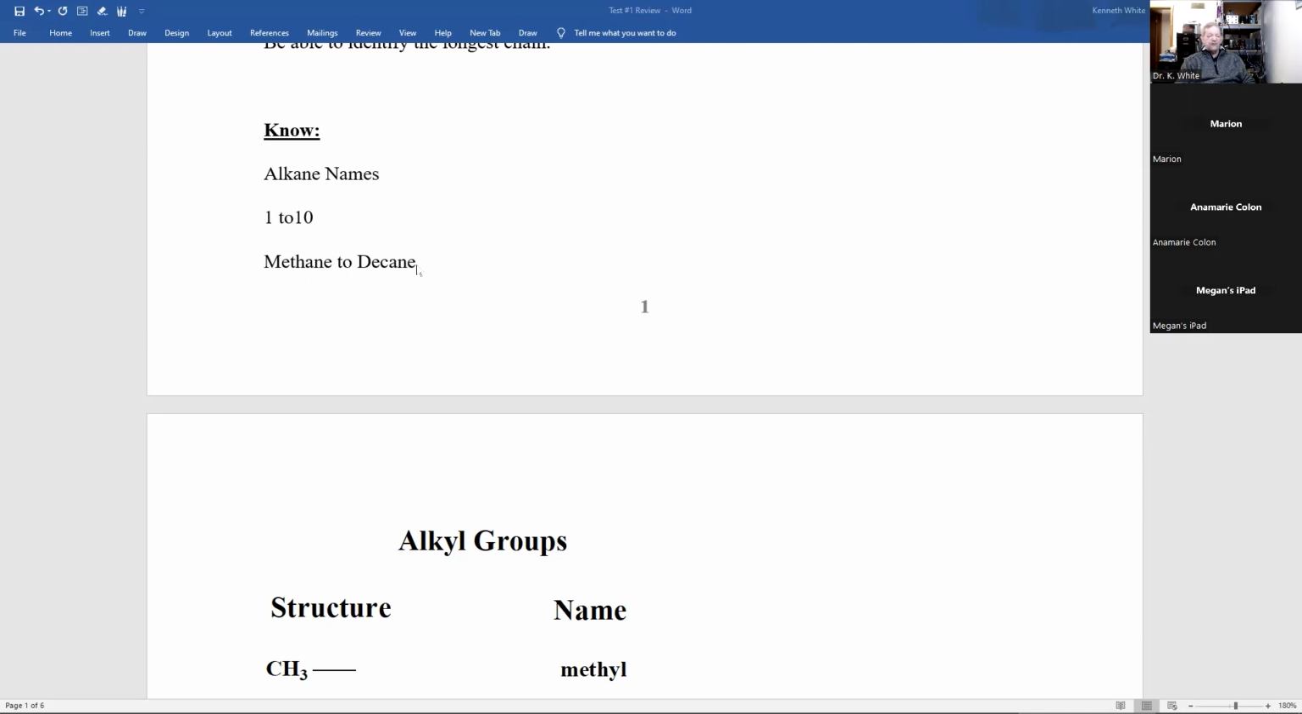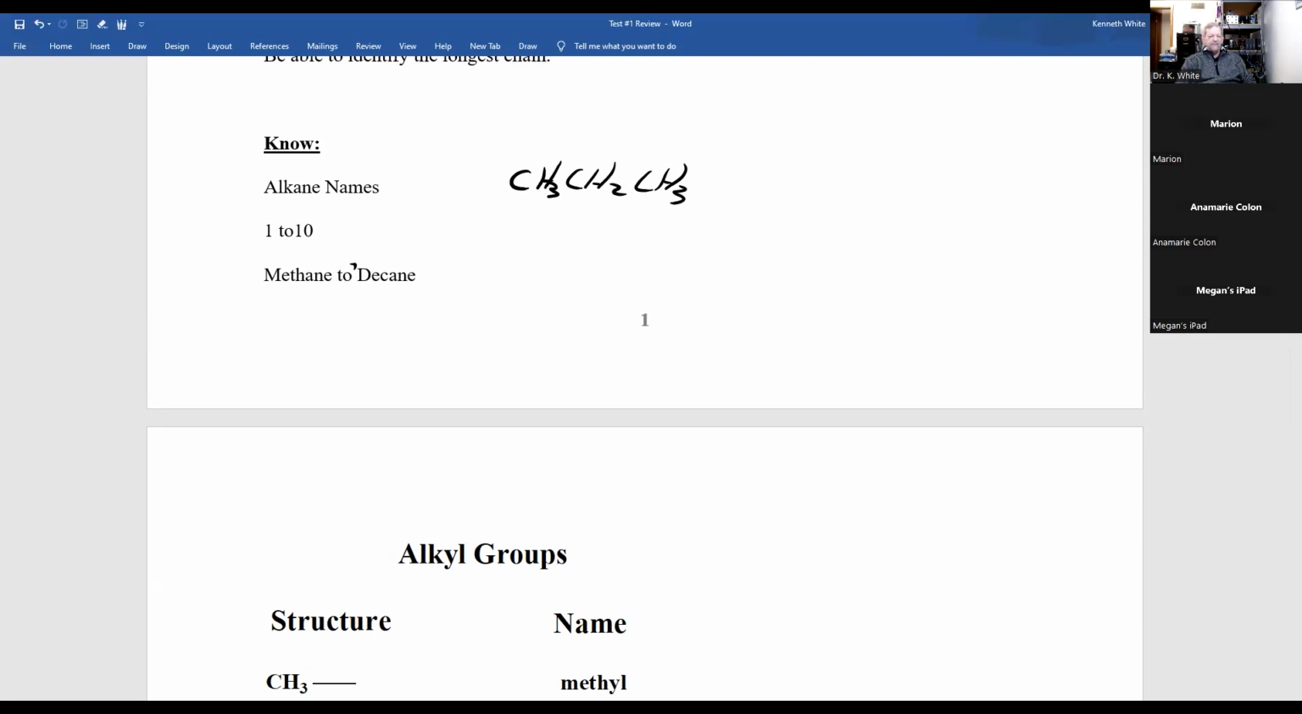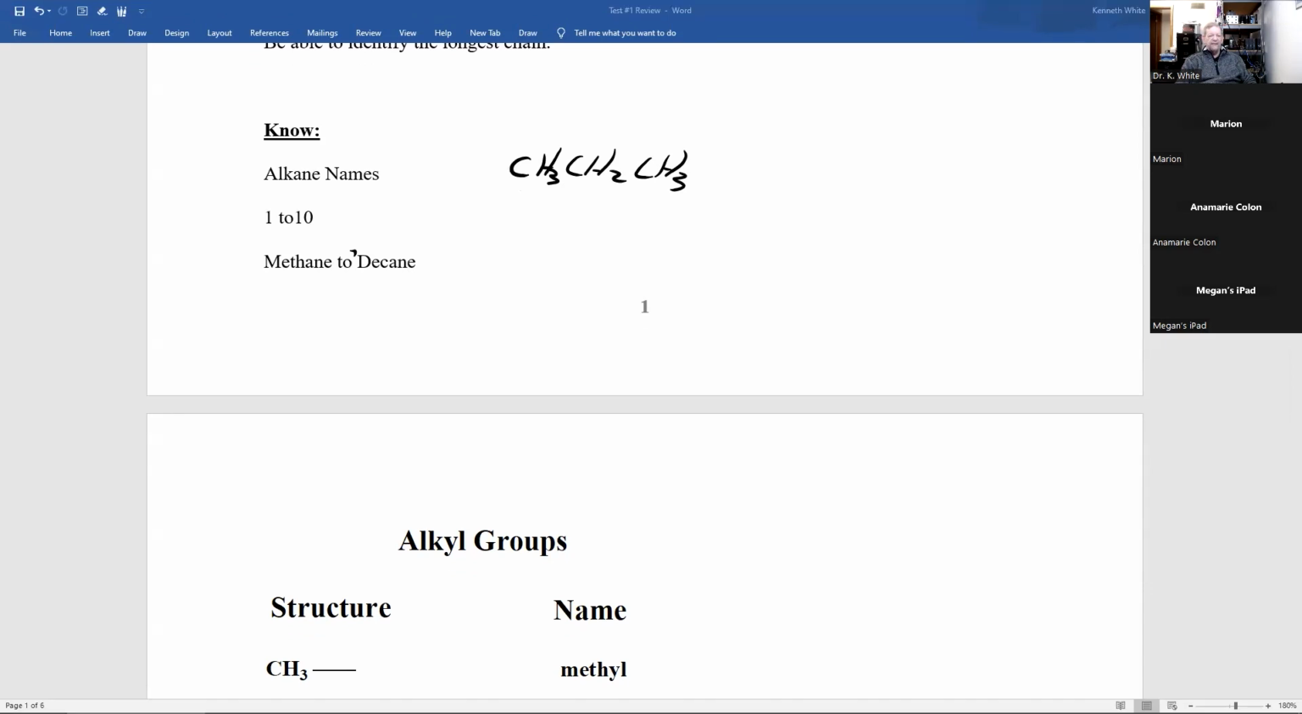After that, they use what's called common names. So you should know what's the IUPAC name for that molecule? 3 carbons, straight chain, propane. And let me open it up.